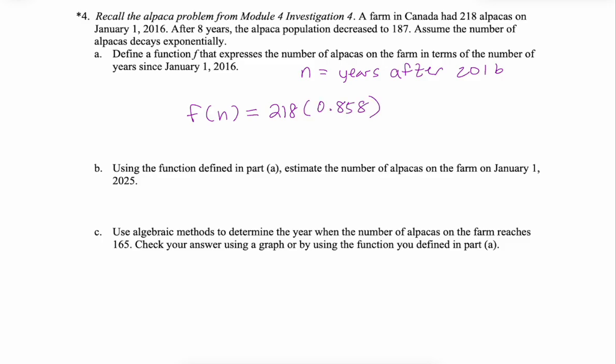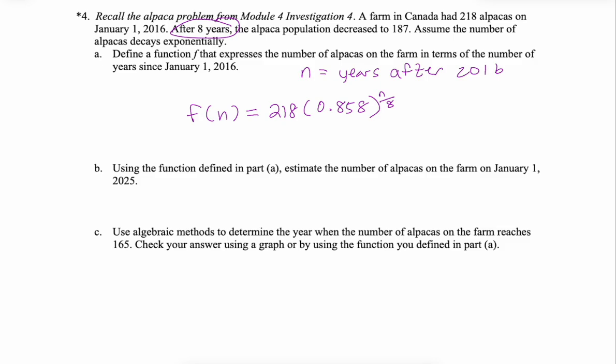Remember, if it's decreasing, that number will be below 1. If that number is between 0 and 1, it's decreasing. If that number is more than 1, it's increasing. And then it's a power. This is after 2018, and you see how it's every 8 years. So don't forget, if we just want to put in years, you have to divide that by 8. We had found that in the thing we had done, investigation 4.4. Okay, so we have this function.